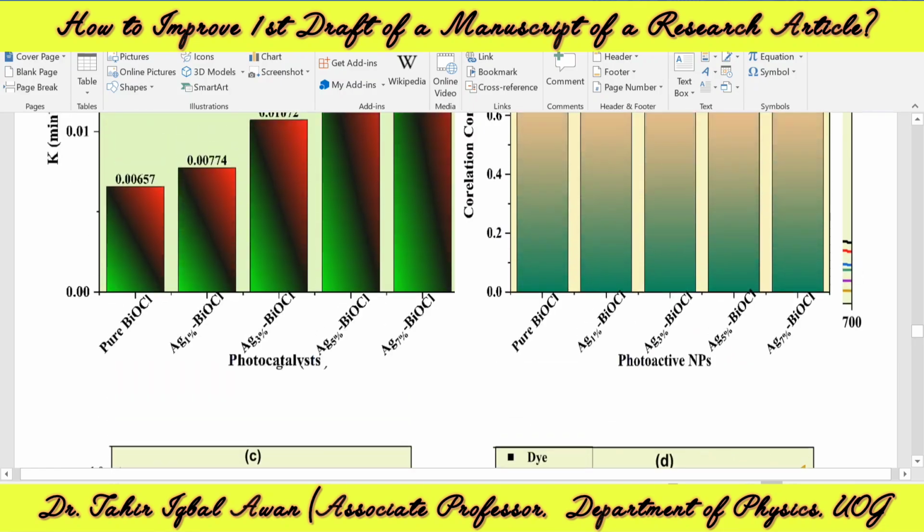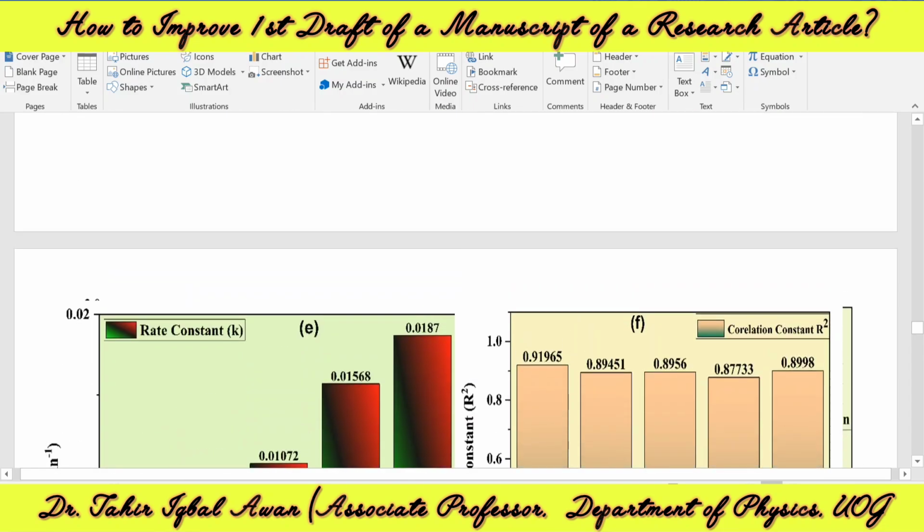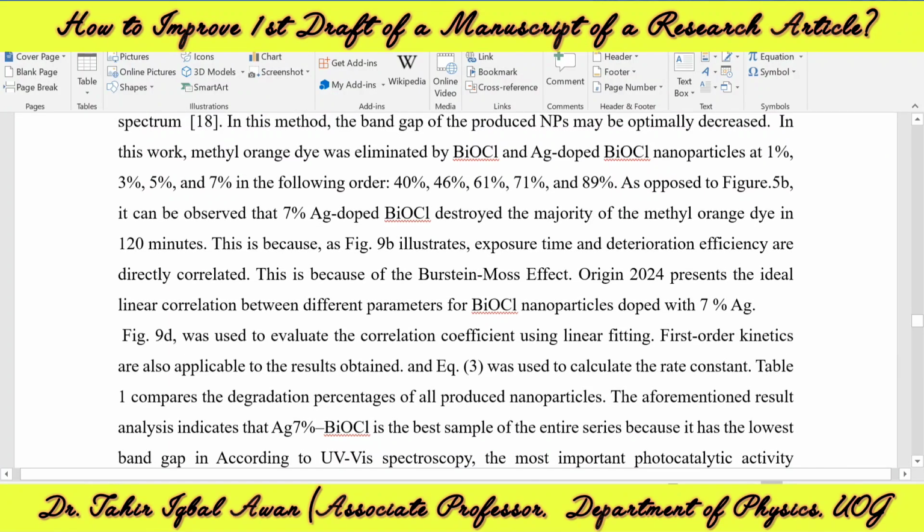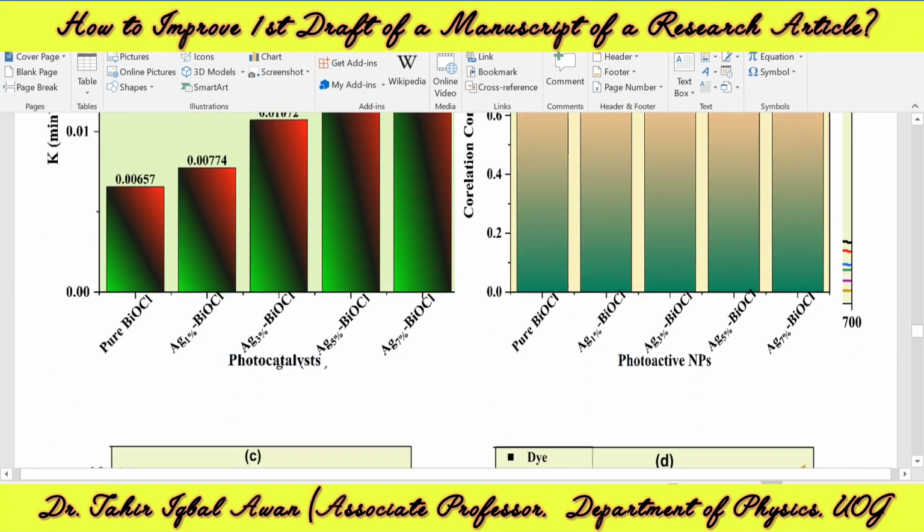Oh, that is not a good thing too. E, F, C, D. So it means A, B is missing. So this is a mistake the students sometimes make.